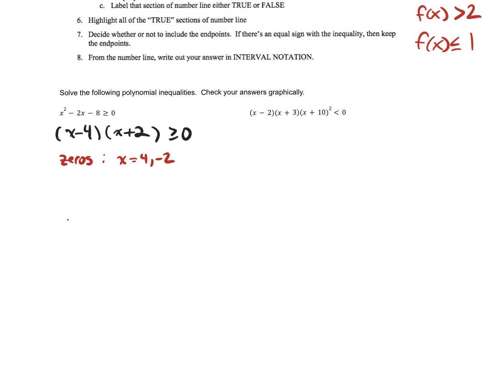So what I mean by a sign chart is we're going to take a number line, something like this. I'm going to put these two zeros on, which were -2 and 4. And what happens if you put those two numbers on is that essentially we break this number line into 3 parts. I'm going to call this region A, region B, and region C.